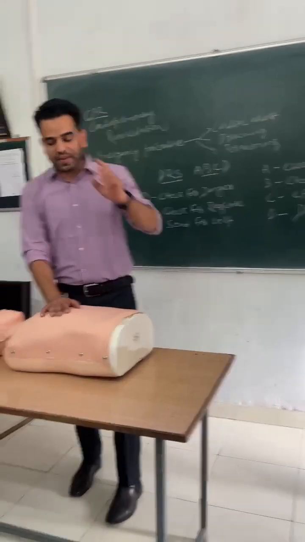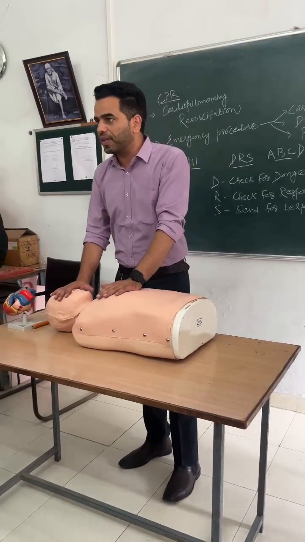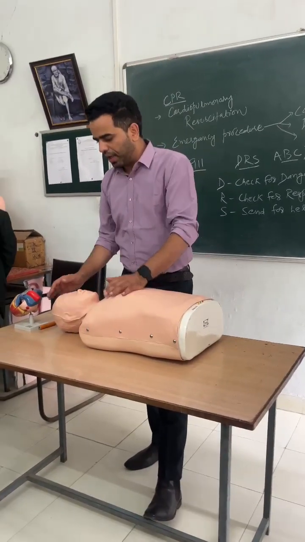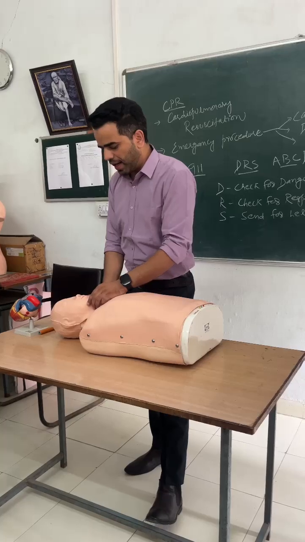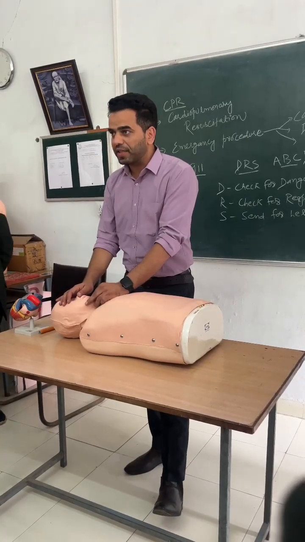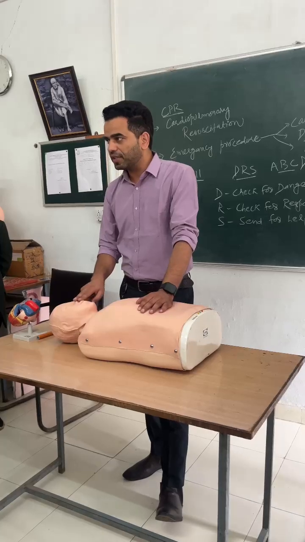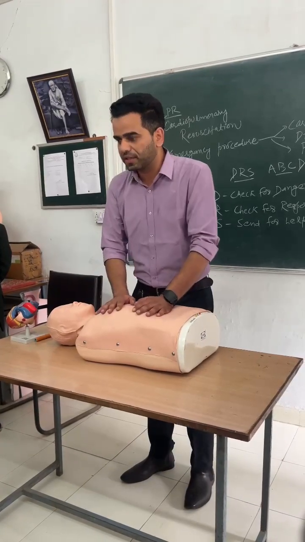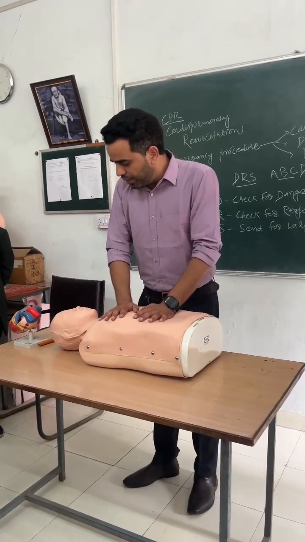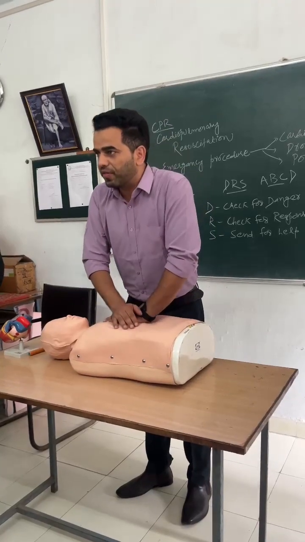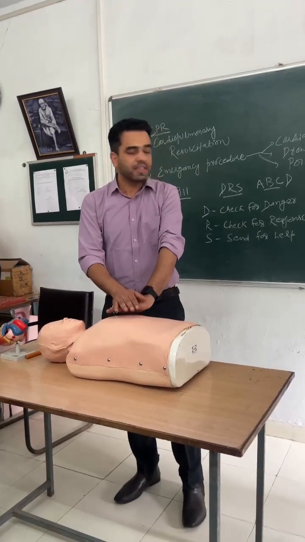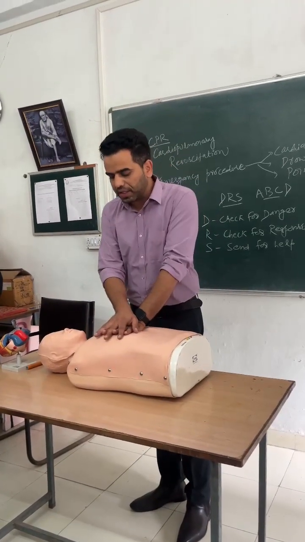First is check airways. You have to check whether the airways are open and whether he is breathing or not. How will you check? You tilt the head and lift the chin, and then check whether he is breathing. You can check breathing by putting 2 fingers here, or you can check the pulse. If he is not breathing, you call the ambulance, 911, and then start the CPR.